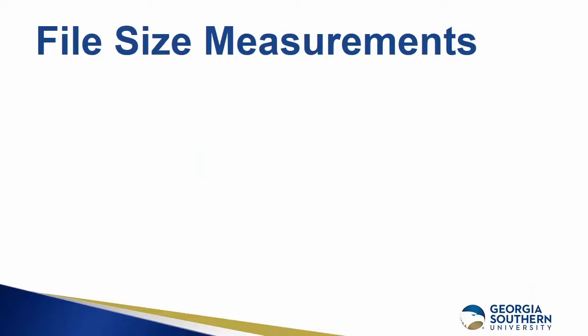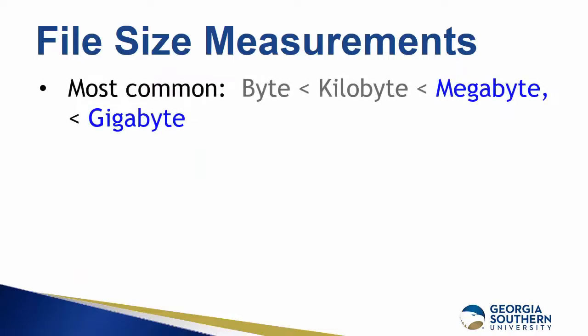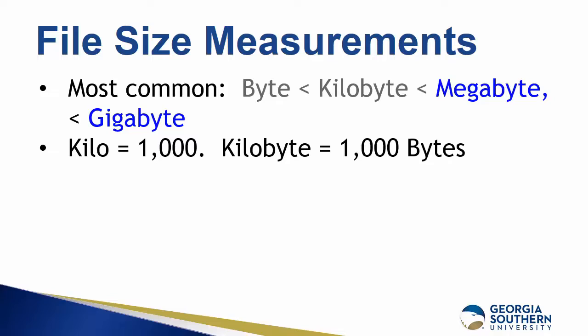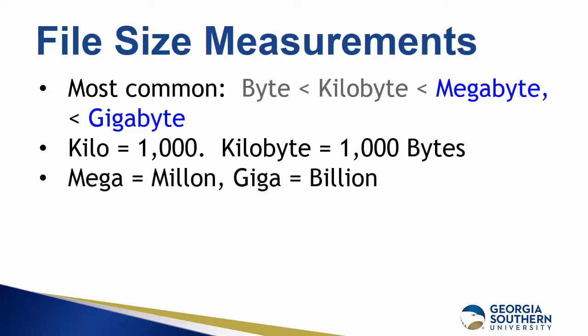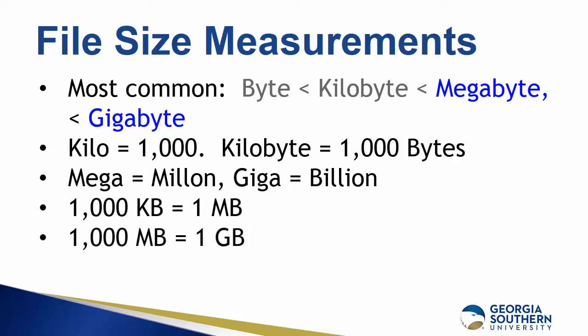So speaking of files, let's take a look at the common file size measurements. The most common things you'll see is byte, kilobyte, megabyte, and gigabyte in ascending order of size. Kilo means 1,000, and basically there's 1,000 bytes in a kilobyte. And thus mega means millions and giga means billions, so 1,000 kilobytes is a megabyte, 1,000 megabytes is a gigabyte, and so on and so forth.